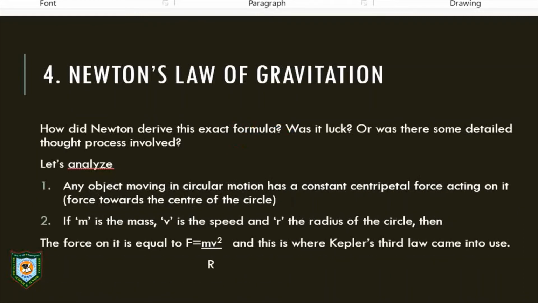Now moving on to our next slide. The one thing that we need to understand before we move on to the numericals is, did Newton derive this exact formula, or was it just luck, just sitting under a tree, an apple falling, and he found out some numbers just because the apple fell on his head? So we need to go into detail to understand how Newton got this particular formula for the law of gravitation rather. What we know up until now is that any object that is moving in a circular motion has a constant centripetal force acting on it.